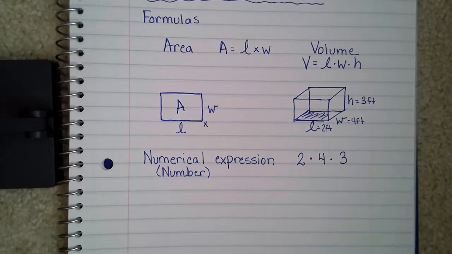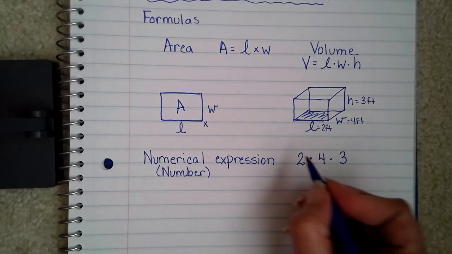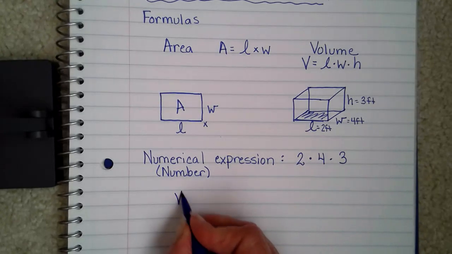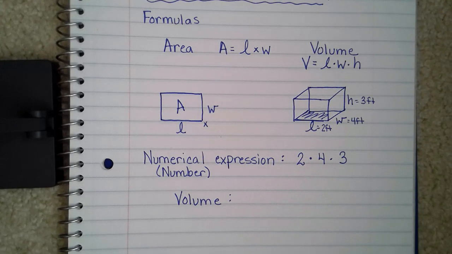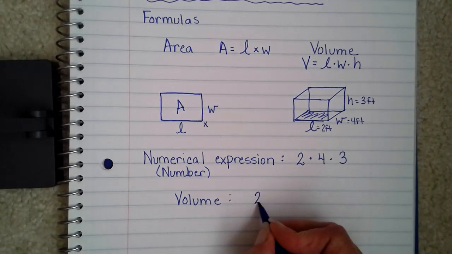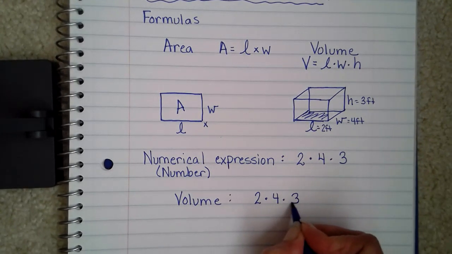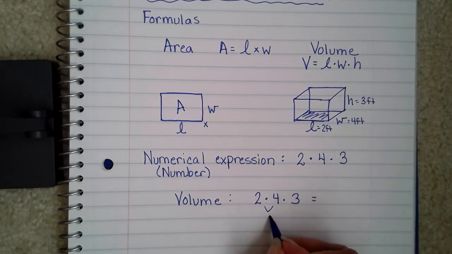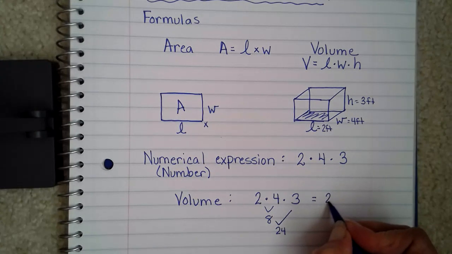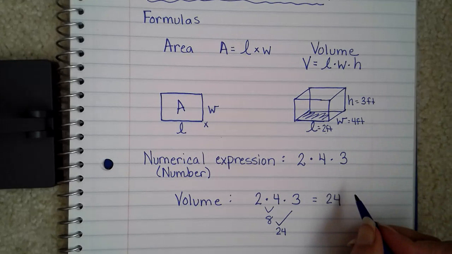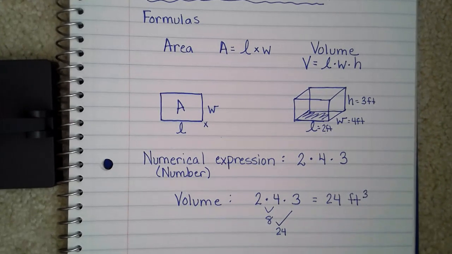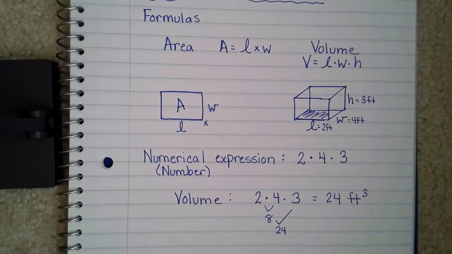Okay? And then if it says, okay, now find the volume. So then to find the volume, we're going to take that expression and we're going to solve it. So 2 times 4 times 3 equals 2 times 4 is 8. 8 times 3 is 24. And how are we going to label it? How many feet are we multiplying together? 3 of them. So feet cubed, or to the third power, is what we're looking at.